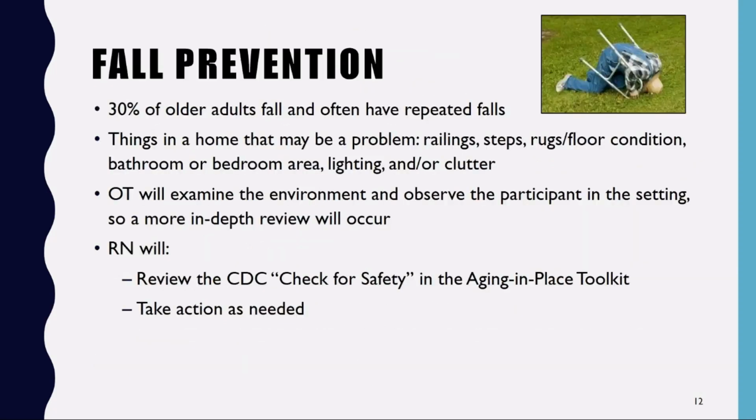Another area of focus is fall prevention. It's extremely important because 30% of older adults fall and often have repeated falls. We all know this because you work in the My Choice program already. So things in a home that can be a problem are railings, steps, rugs, floor condition, bathroom or bedroom area particularly, and lighting or clutter.